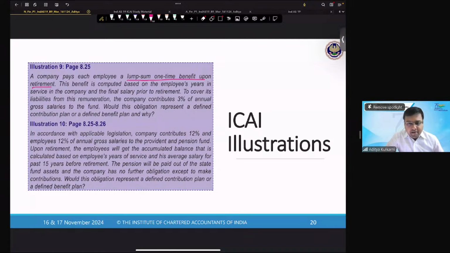Defined benefit or defined contribution? Defined benefit plan, sir. Yes, defined benefit. What about Nisha?